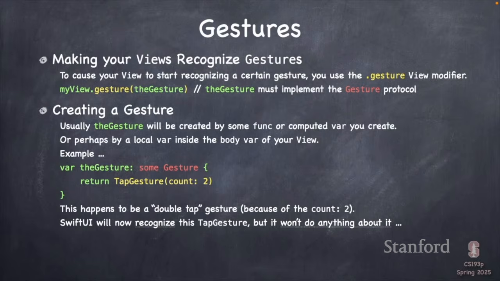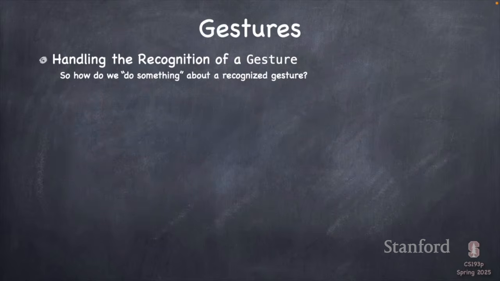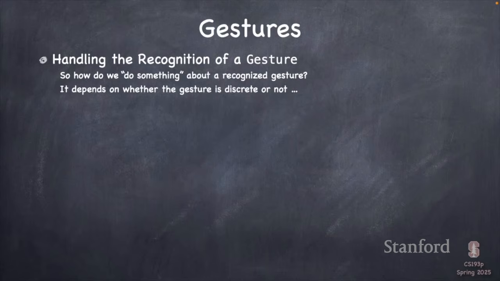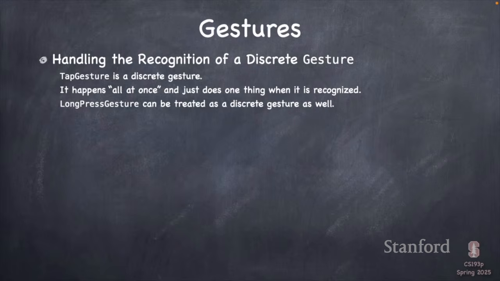So let's talk about handling gestures. It depends on what kind of gesture you're talking about. If it's a discrete gesture, you're going to handle it one way. If it's a continuous gesture, in other words, a gesture like a drag or something like that, it's a different way. Discrete gestures are gestures that happen all at once, like a tap or a long press. You just do it and it happens. There's not things moving as it moves along.